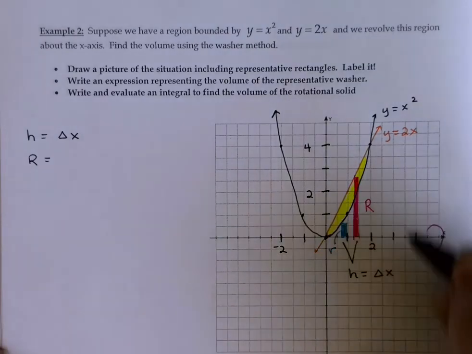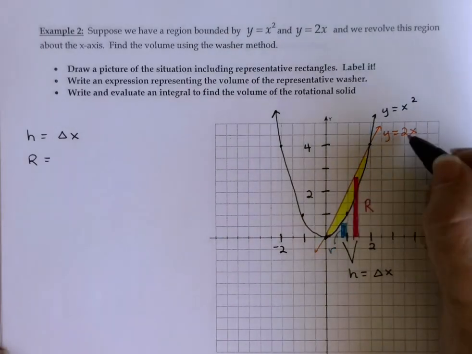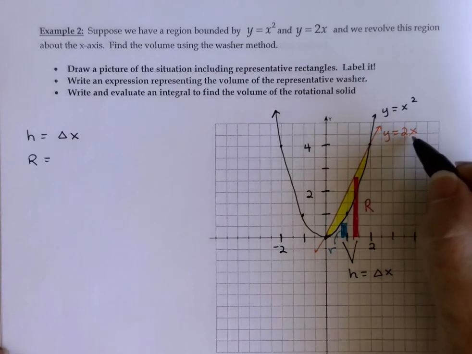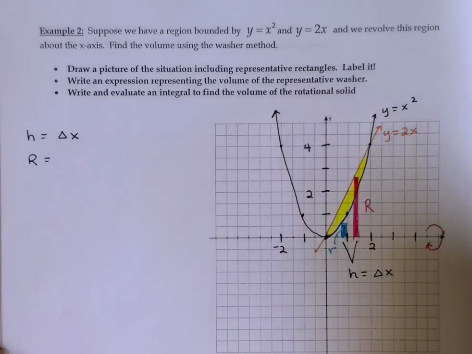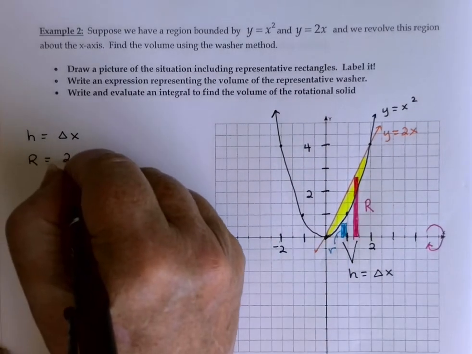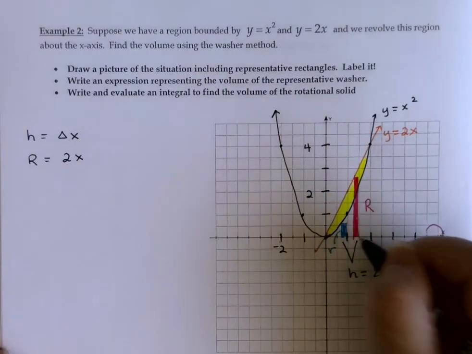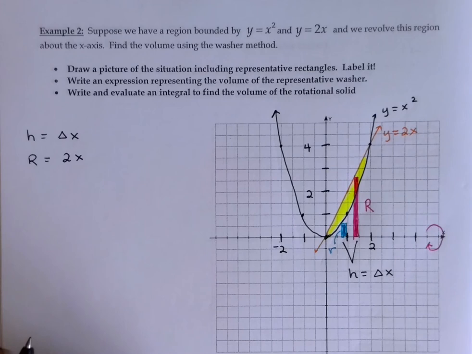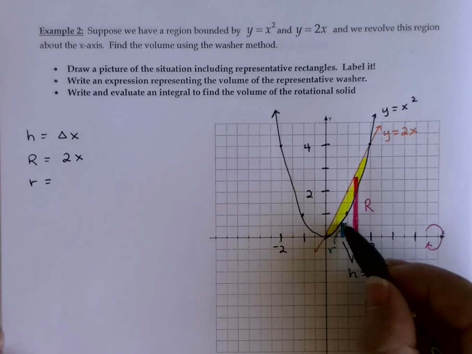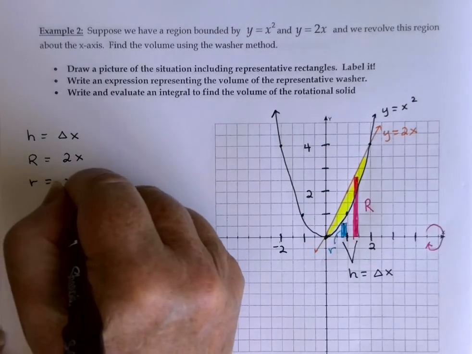Capital R is the line. And by the way, notice with vertical rectangles, we do want y values. So we're going to go with y equals 2x. We don't have to resolve. Just 2x and it ends on 0, so I don't have to subtract anything. Technically, it's 2x minus 0, but when we're on the axis, I don't usually bother writing the subtraction. Little r is on the parabola, so that would be x squared.